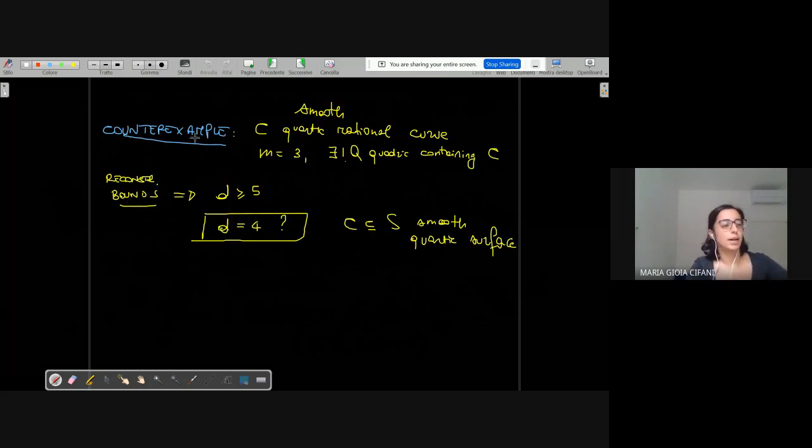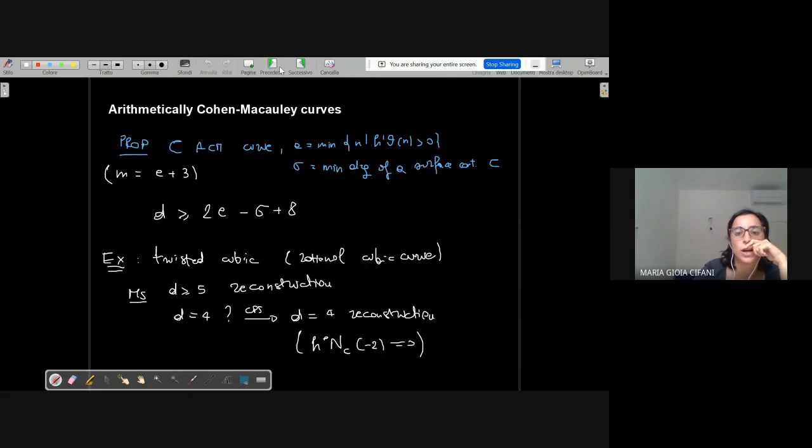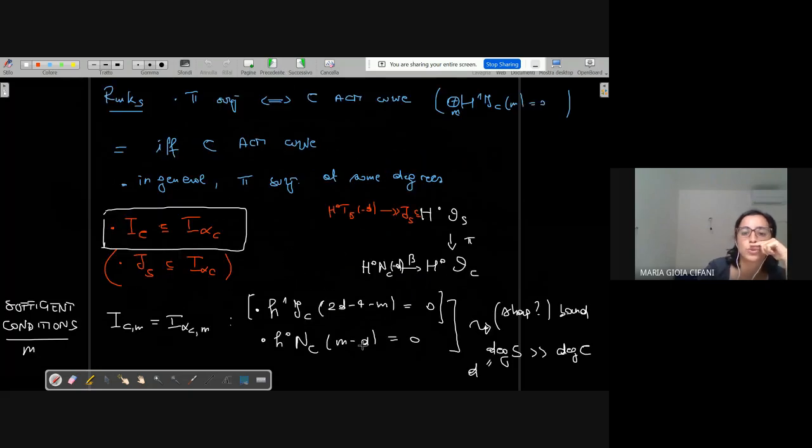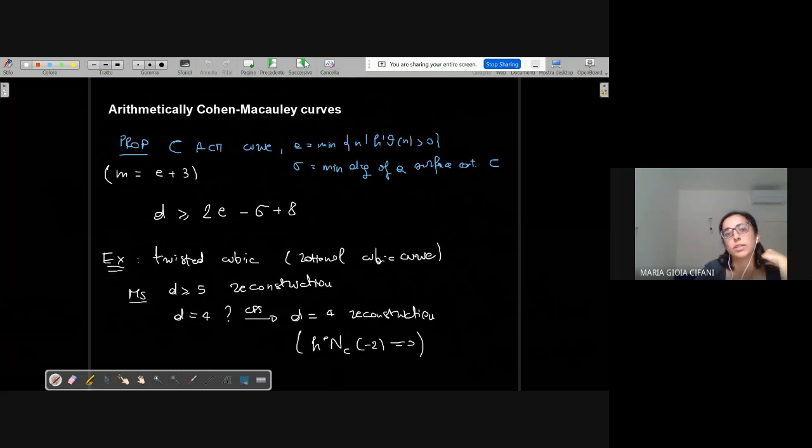Okay, our counterexample. I have 10 minutes left. I just want to show a computation. Why rational curves? Rational curves because we can do computation. You have to be able to compute these two things: the normal bundle and this H1 of the ideal. You have to be able to compute by hand the numerical invariants of the curves. For rational curves, you can do it.